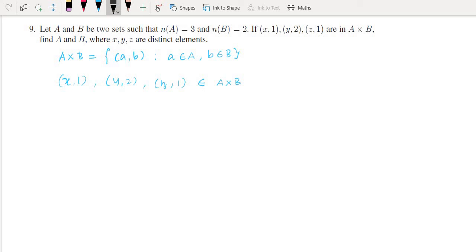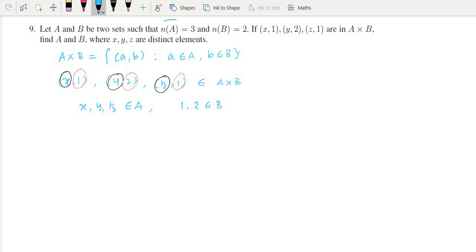So from this, the first elements of the ordered pairs are from our first set A, and the second elements of our ordered pairs, 1, 2, 1, are the elements of A, but we are not going to repeat the elements as a repetition of the elements in a set is not allowed. It's not significant actually. So 1 and 2 are the elements from set B.